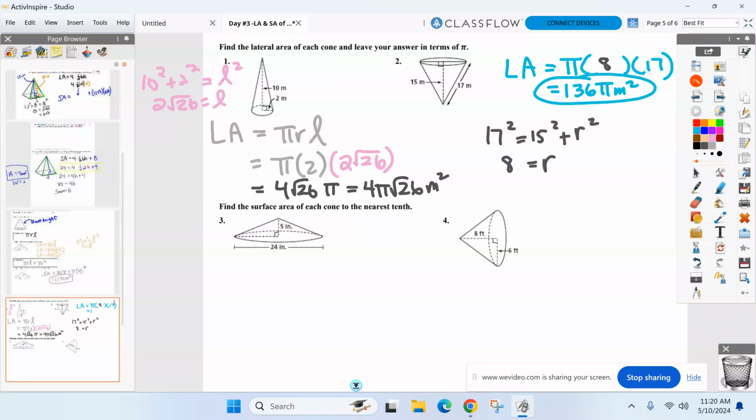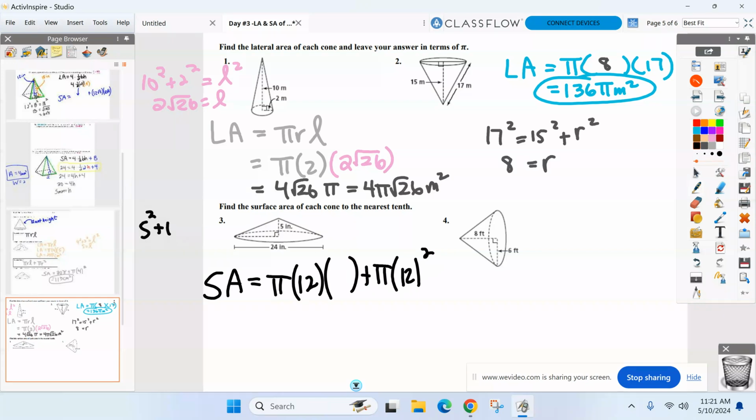All right, now flip it over to surface area for me. Flip it over to surface area. Pi, everyone's using 12 for your radius, not 24. Going to have to do a little Pythagorean theorem there. Plus pi 12 squared. Make sure again you're using 12 in your Pythagorean theorem when you find the slant height.